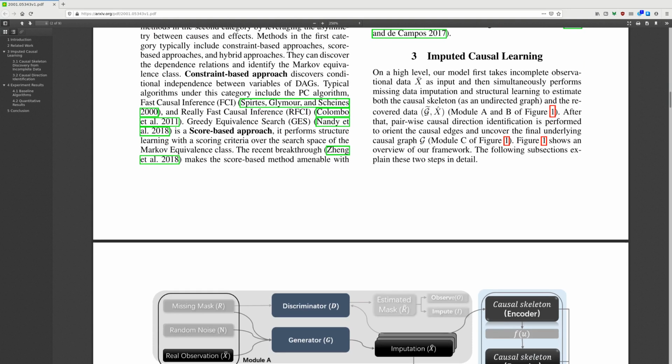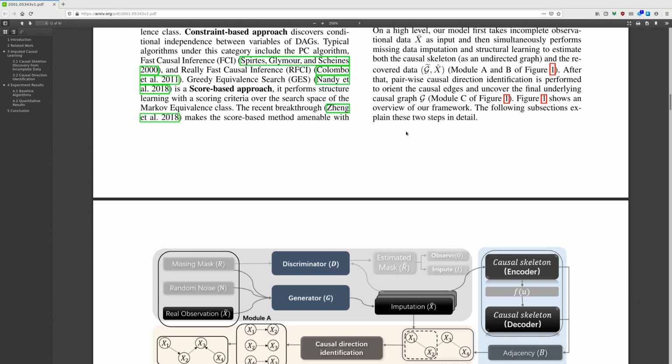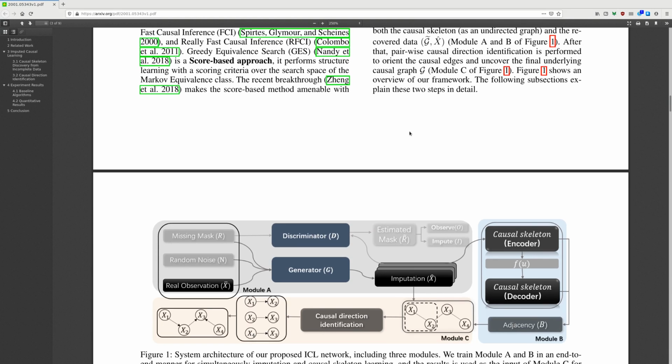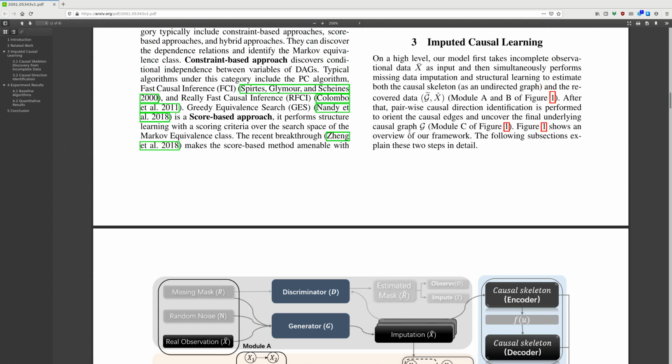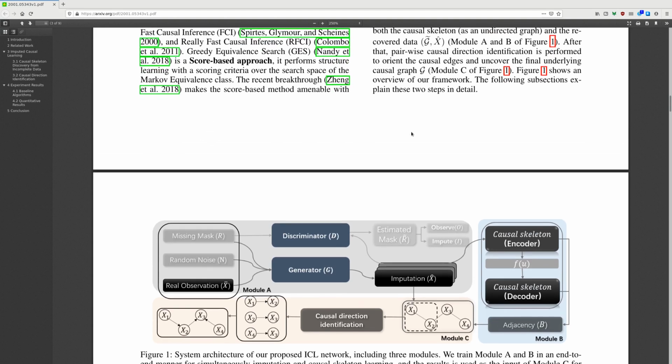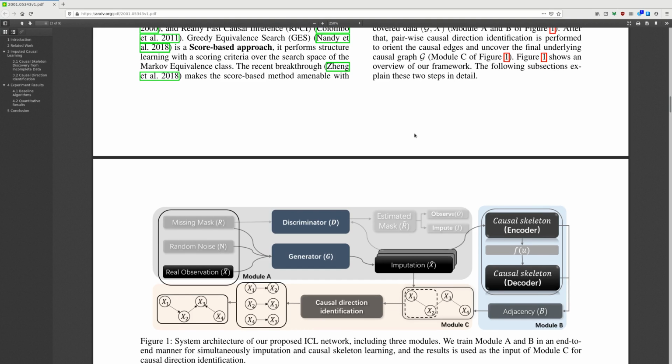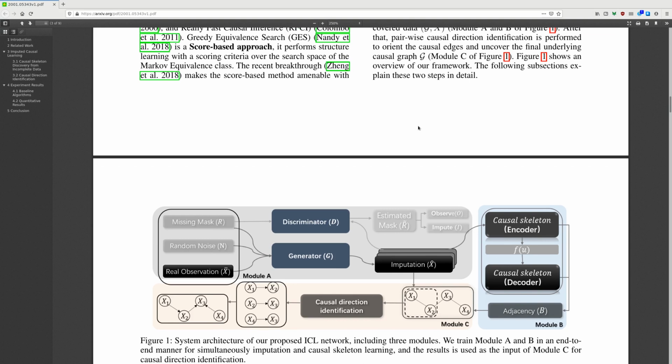Okay, let's continue. Imputed causal learning. On a high level, our model first takes incomplete observational data X as input and then simultaneously performs missing data imputation and structural learning to estimate both causal skeleton and recovered data. After that, pairwise causal direction identification is performed to orient the causal edges and uncover the final underlying causal graph. Figure 1 shows an overview of our framework. The following subsections explain these two steps in detail.